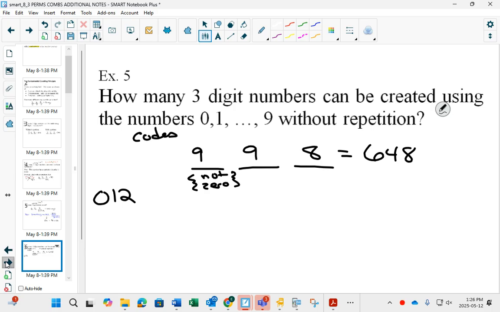This unit is a lot about reading. You have to be careful to read the question because they could ask this same question on the exam but use the word codes, and then it would be 10, 9, 8. But since it says numbers, then you have to think about, well, what does that mean for number? 12 is not a number. It's not a 3-digit number. And so we have a restriction on the first variable.